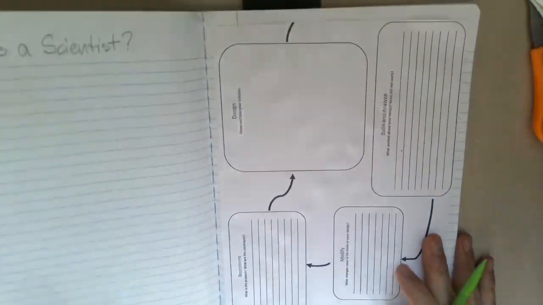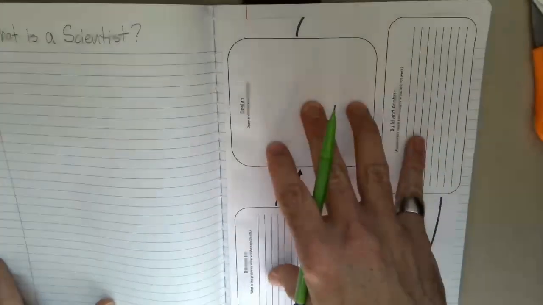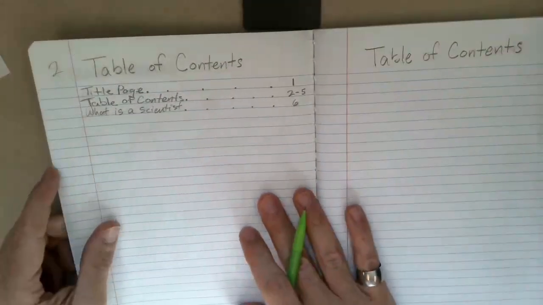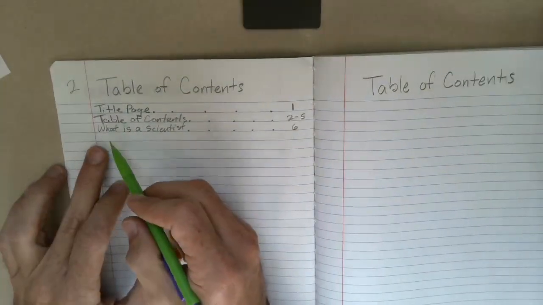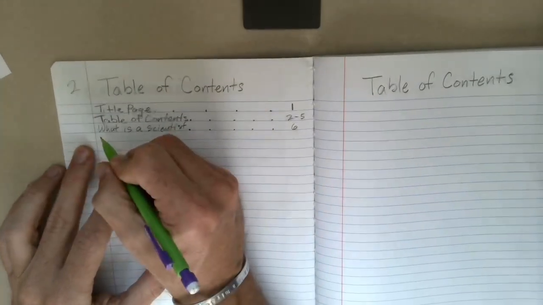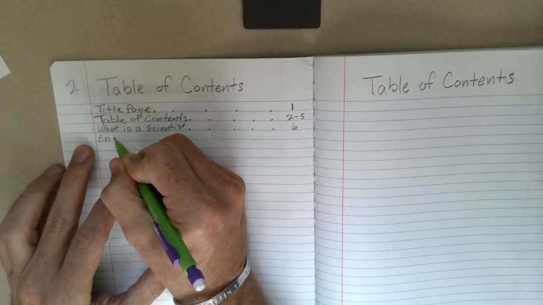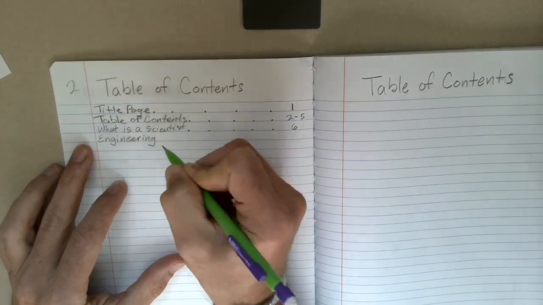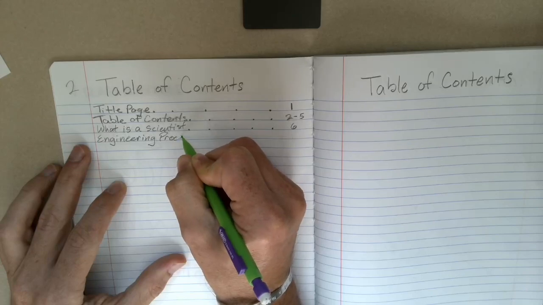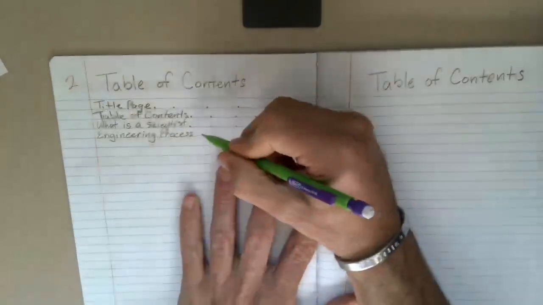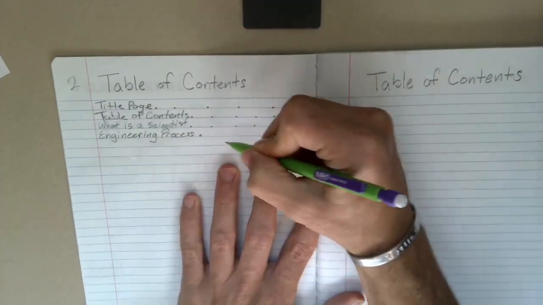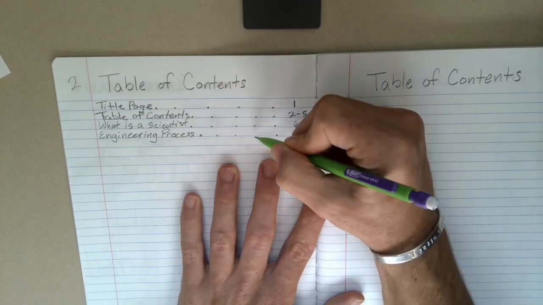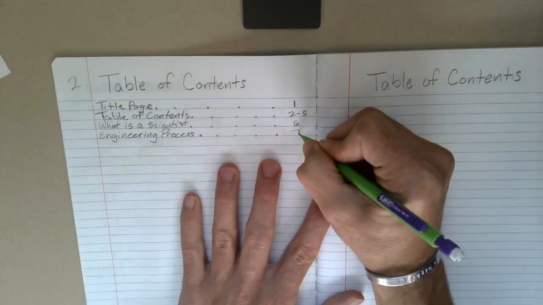So once this is in, let's go back to our table of contents, speaking of, and let's add this to our table of contents. We want to make sure we're writing on the next empty line. This activity is called the engineering process. Add my dots. And you remember what page it was on? Page 7.